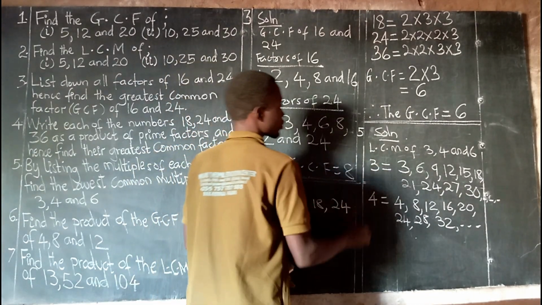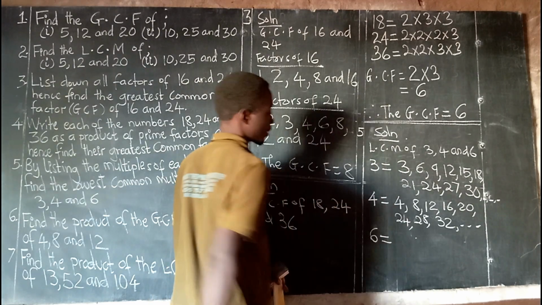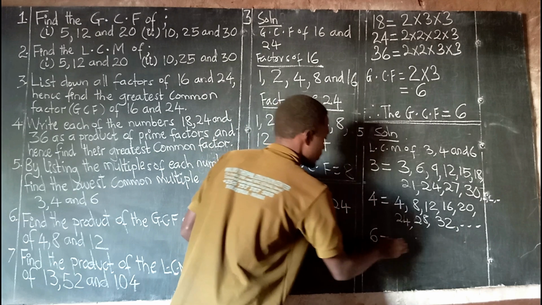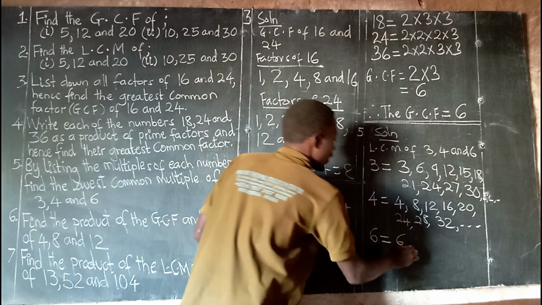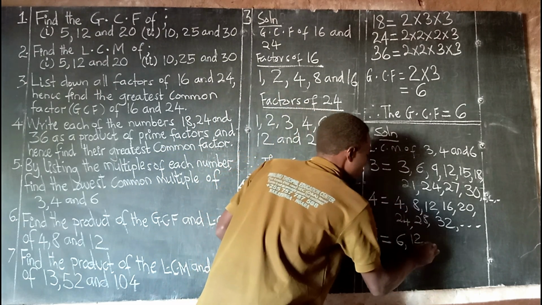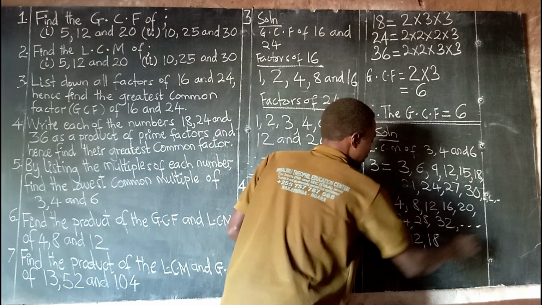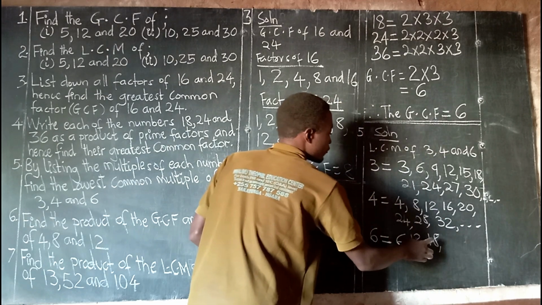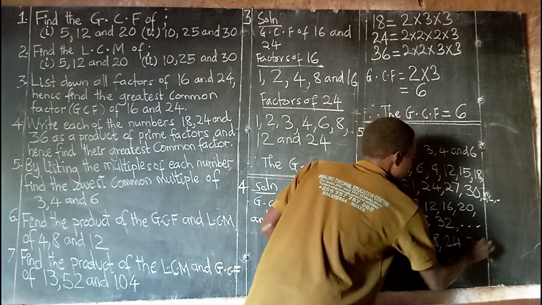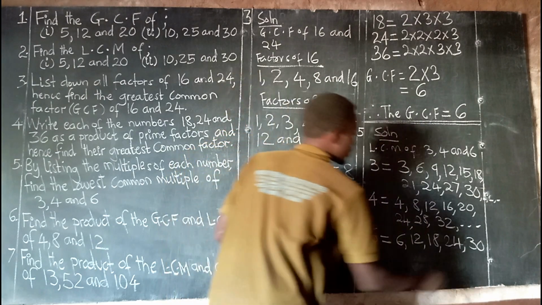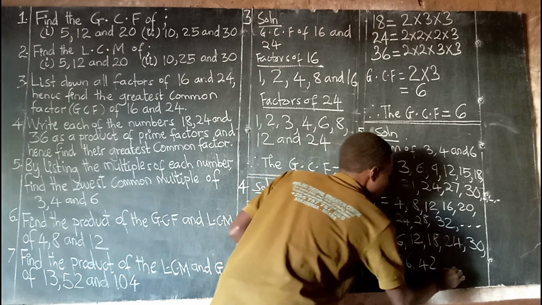Also, let us see the multiples for 6. The multiples for 6 will be 6. As I've told you that we start with a given number, so we have 6. After 6 times 2 we get 12. 6 times 3 we get 18. It means that you have to add 6 at each step to get the next number. So we have 18 plus 6, 24. 24 plus 6 we get 30. 30 plus 6 we get 36. 36 plus 6 we get 42, and so on.